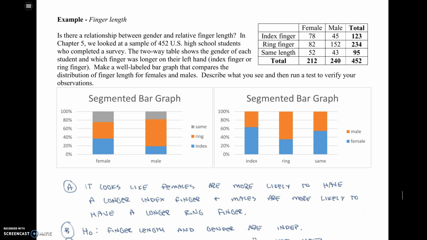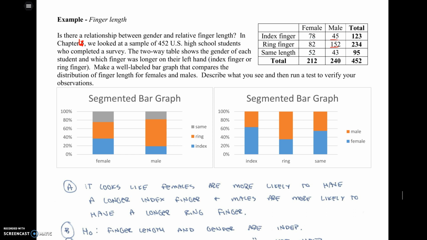In chapter 1, I think, we looked at a sample of 452 U.S. high school students who had completed a survey. The two-way table shows the gender of each student and which finger was longer on their left hand, their index finger or their ring finger. So we're basically comparing the index to the ring finger. Some people said they're about the same. Some people said the ring was longer. Some people said the index was longer.